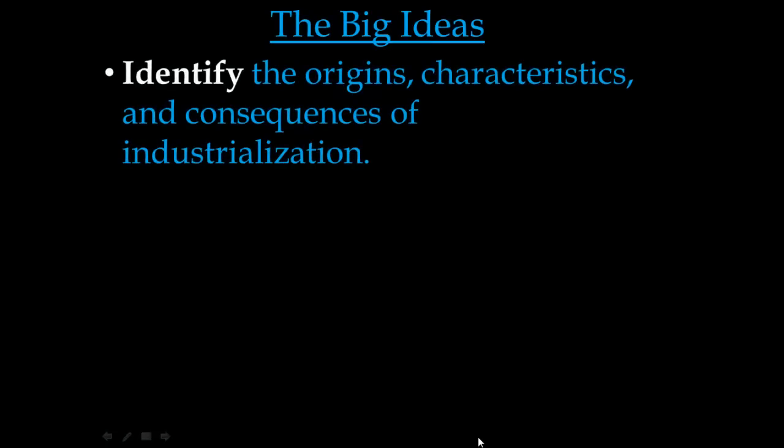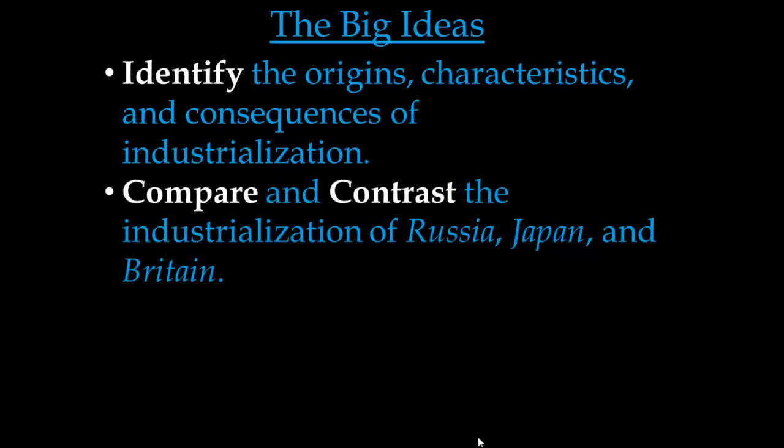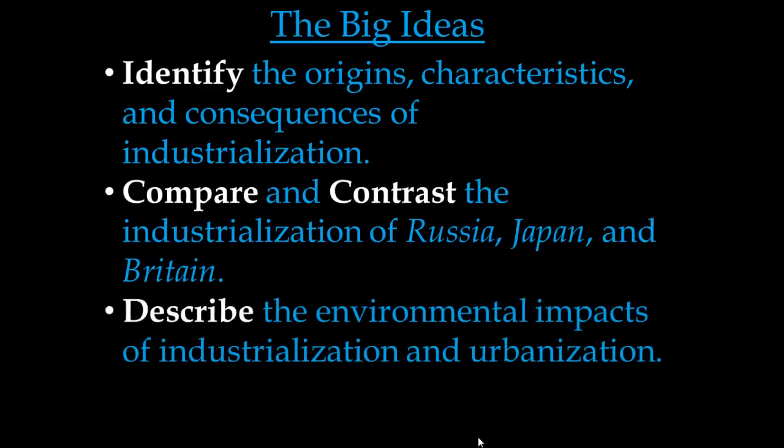Okay, today we're going to be looking at the beginning of the Industrial Revolution in Great Britain. So let's look at our big ideas first. One, identify the origins, characteristics, and consequences of industrialization. Two, compare and contrast the industrialization of Russia, Japan, and Britain. I already said we're going to be looking at Britain today. And three, describe the environmental impacts of industrialization and urbanization.